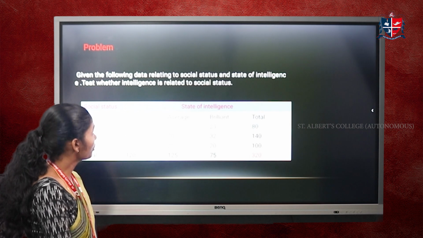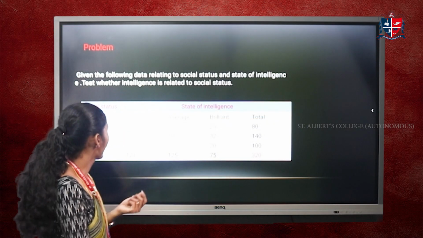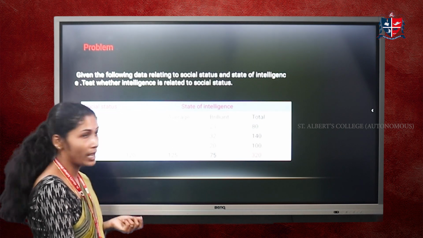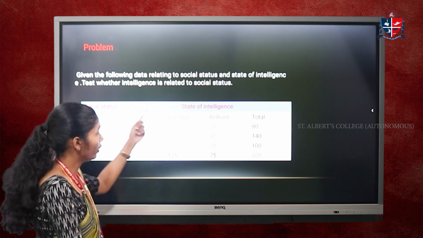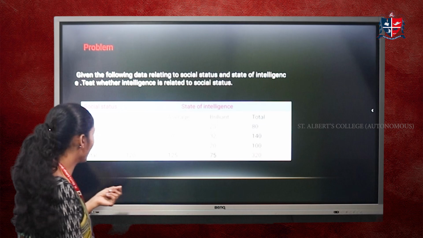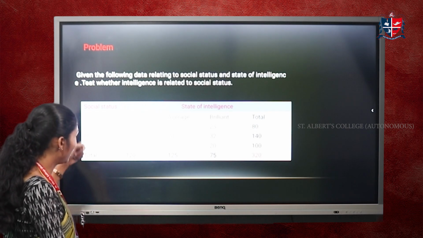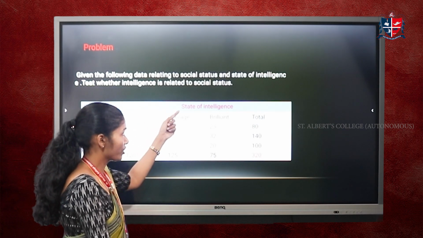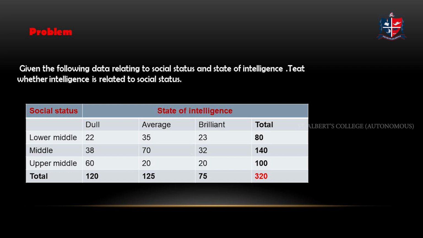Given the following data relating to social status and state of intelligence, test whether intelligence is related to social status. So, here we want to test the relationship regarding intelligence and social status. Here, the two attributes are given in this question: one is social status, another one is state of intelligence. And the two attributes are again classified into three classes. On the basis of social status, it is classified into three classes, that is lower middle, middle, upper middle. And the other attribute, state of intelligence, is again classified into three classes, that is dull, average, brilliant.